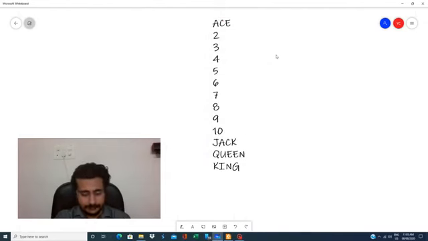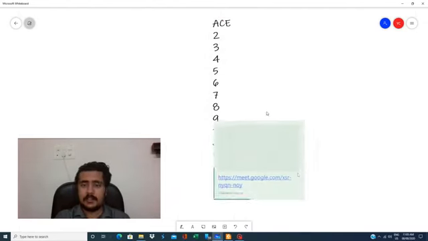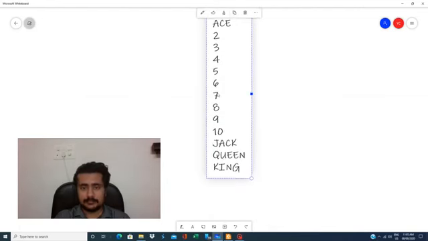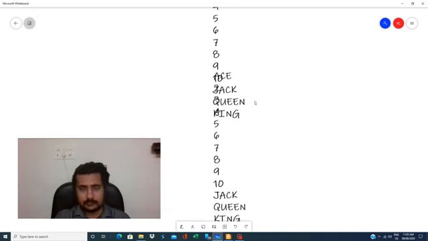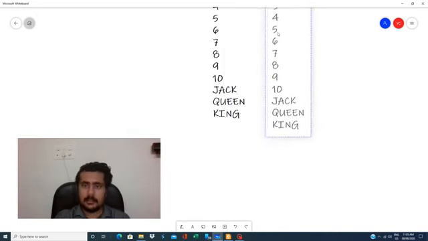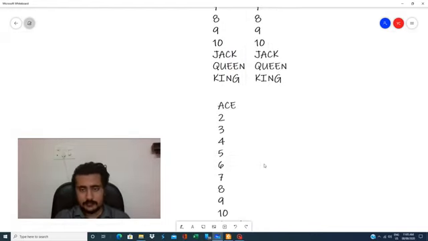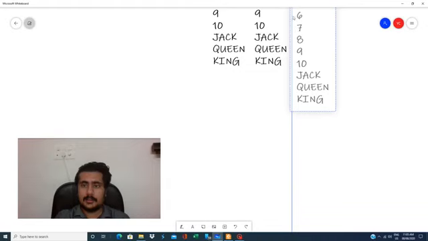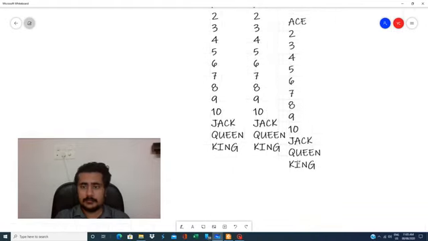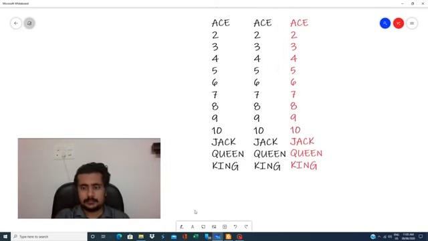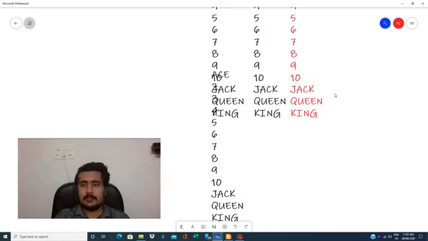In the same way, the same 13 cards are of club, the same 13 cards are for diamond, and the same 13 cards are for heart.